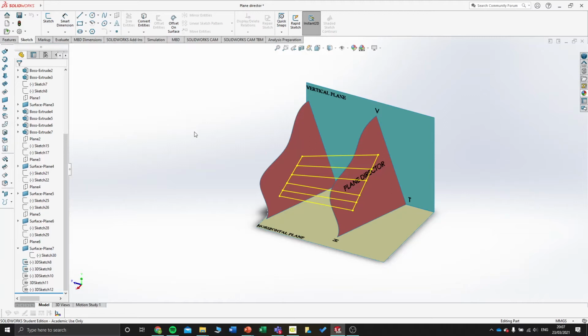So I'm just going to demonstrate here the principle of the plane director in relation to the hyperbolic paraboloid. The plane director is this plane that's lying on the horizontal and vertical plane. So as I can see here on my vertical plane, on my elevation, I've got my VT, my vertical trace, or on my horizontal plane it's going to be my horizontal trace, HT.